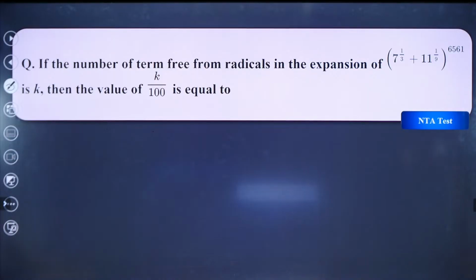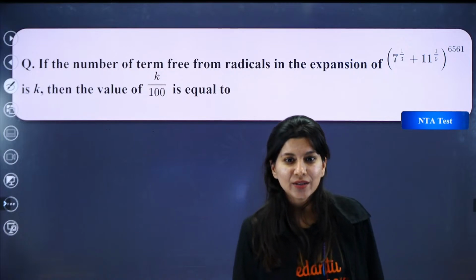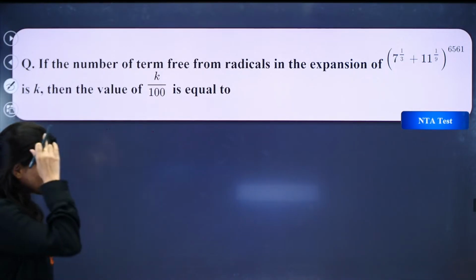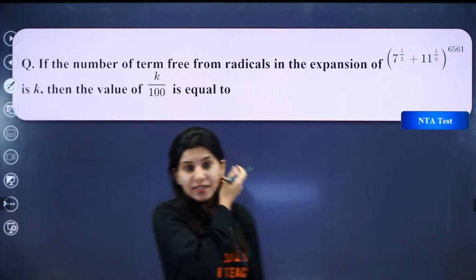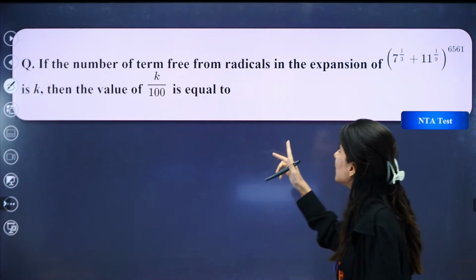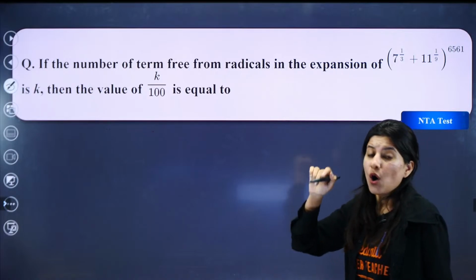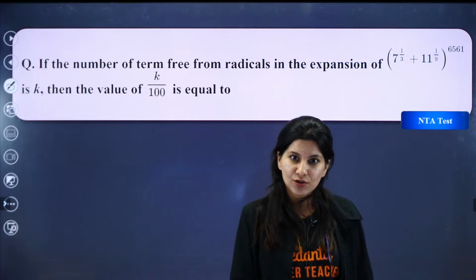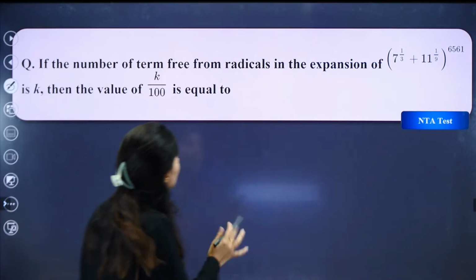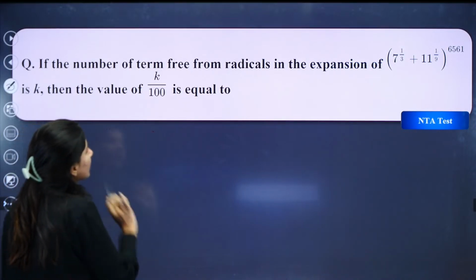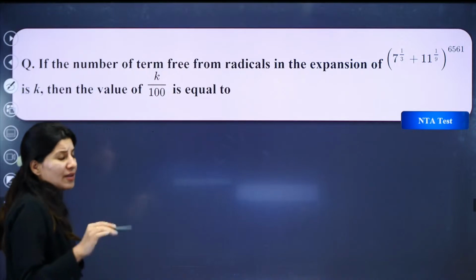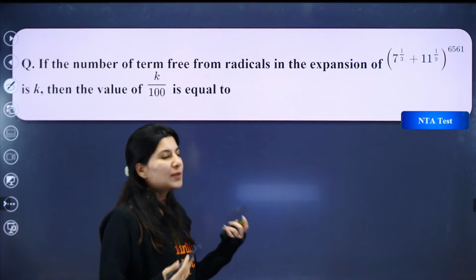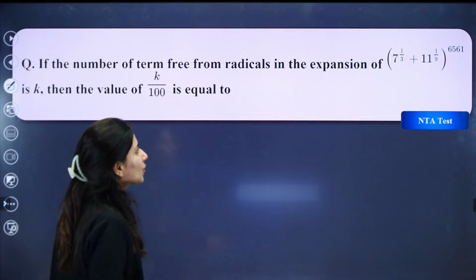All right. I know that I told you that this is the last question, but I want to solve one more question because a similar question was there in 2024. The number of terms free from radicals, or they can ask you the number of rational terms or the number of irrational terms, same thing. The number of terms is given as k, and we are here to figure out the value of k by 100. Many students know the shortcut of this question as well, but the question is pretty easy. You don't even need the shortcut over here.